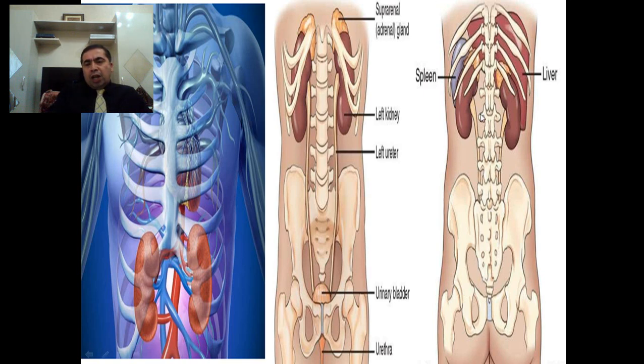This is the posterior view. You are looking at the relation of the right and left kidneys to the ribs. Mainly, our right kidney is in contact with the 12th rib, but the left kidney is in contact with the 12th and also with the 11th ribs. And by age, of course, the topography of the kidneys is changed.